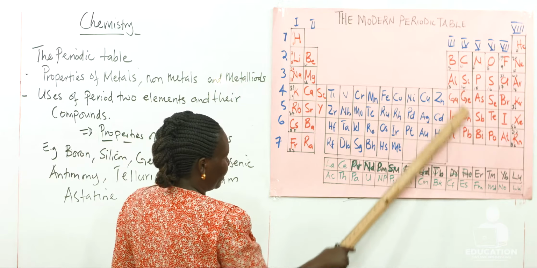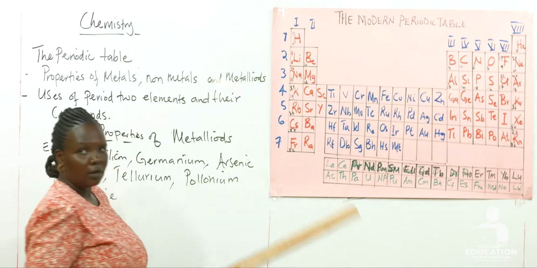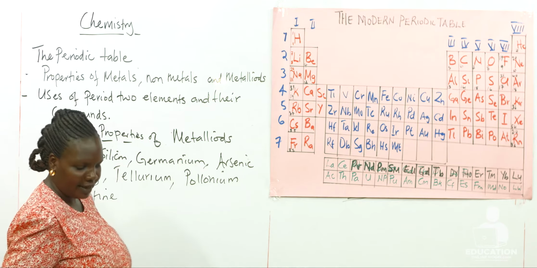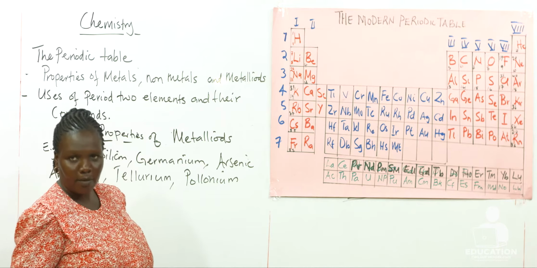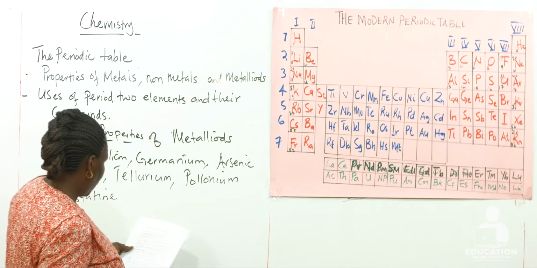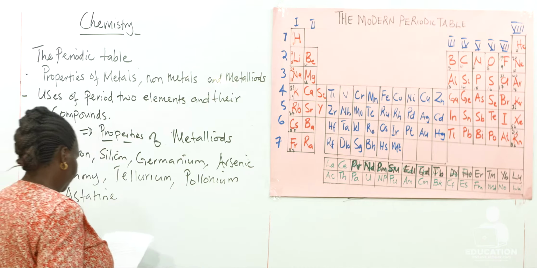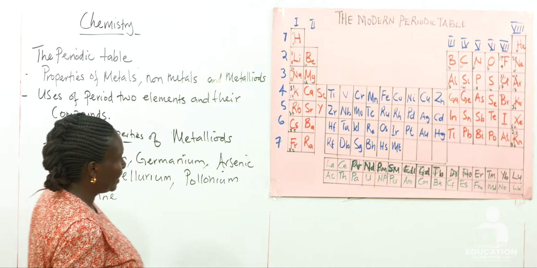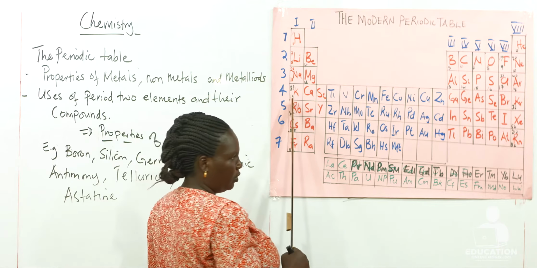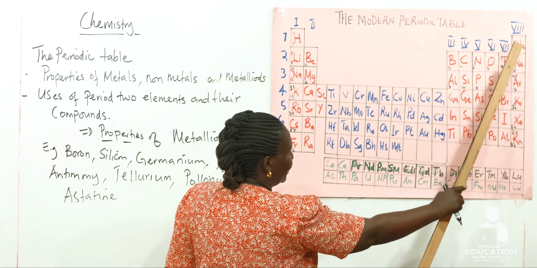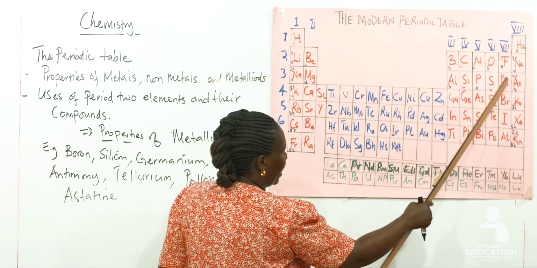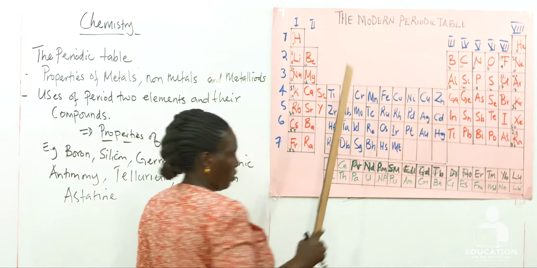These elements are called metalloids because they show dual properties. They behave as metals and as non-metals at the same time. So metalloids are found in the periodic table between the metals and the non-metals. If we have the metals at the left-hand side of the periodic table and the non-metals at the right-hand side, they fall in between the metals and the non-metals, starting with boron.